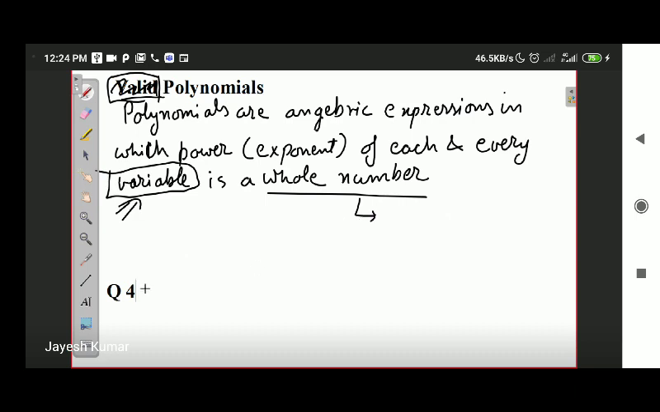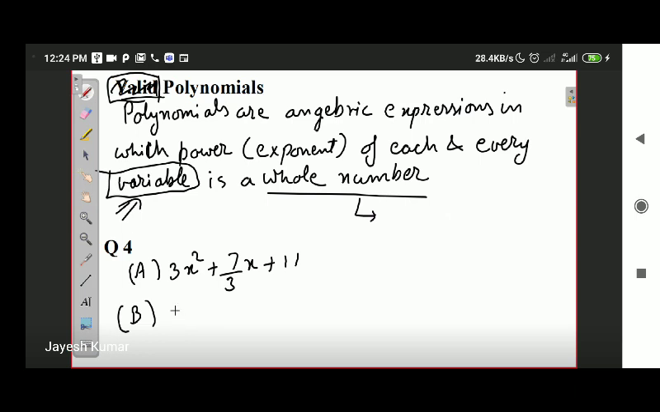For example, you have question number 4. In question number 4, you have to determine which out of all 4 options is not a polynomial. First option, let me write it down, is 3x square plus 7 upon 3x plus 11. B option is, okay, question is which is not a polynomial, okay.